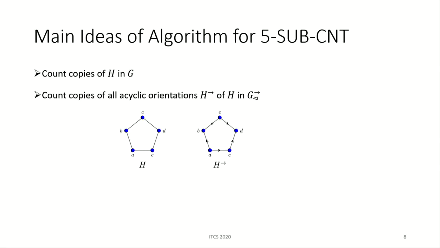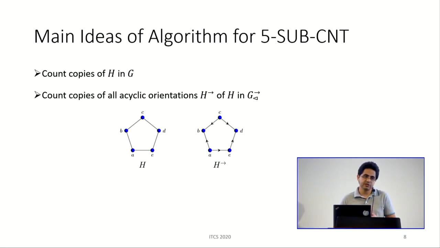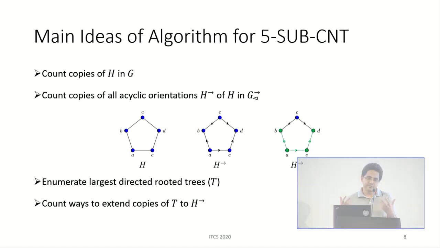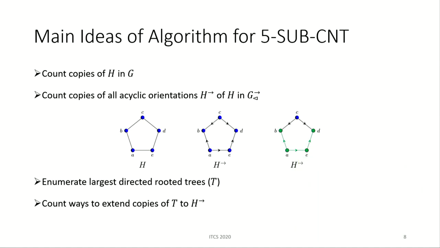So for the first part of our result, I'll just give you the main ideas of the algorithm. Again, we want to count copies of H in G, and the first thing we do is that we instead count copies of all cyclic orientations of H in G arrow. To count copies of one fixed cyclic orientation, we first find a directed rooted tree in H arrow, and we show that we can enumerate all copies of this tree in G arrow. We show that this tree is large enough so that for the remaining vertices and edges in H arrow we could use their structure to count the ways to extend a copy of the tree to a copy of H arrow. So this way we can actually count copies of H arrow.